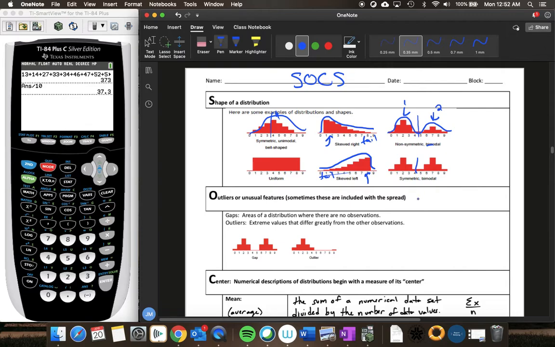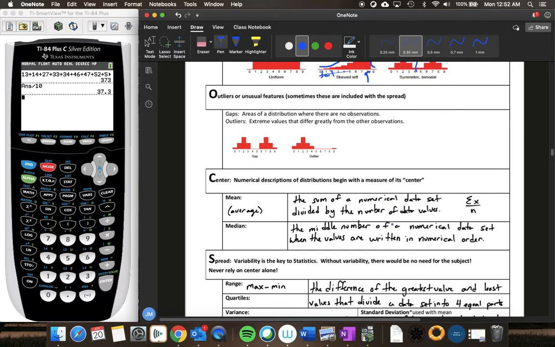So the O in SOCS stands for outliers or unusual points or unusual features. Sometimes this gets included with the spread, and so some people just say SCS. We'll go ahead and call it SOCS, just to make it easier. Now, a couple things to talk about with outliers.